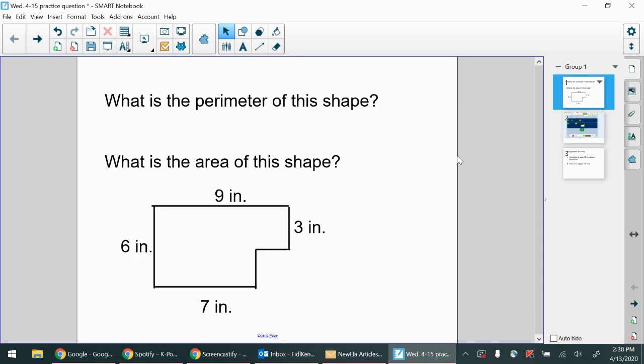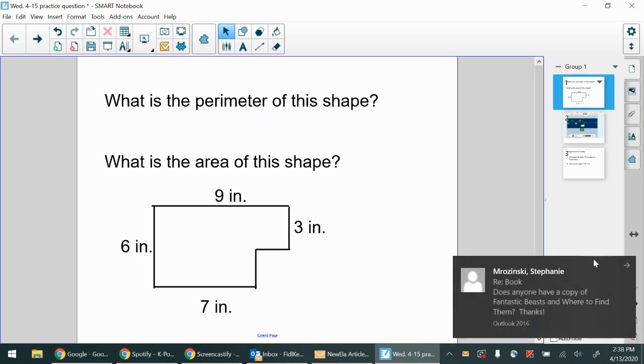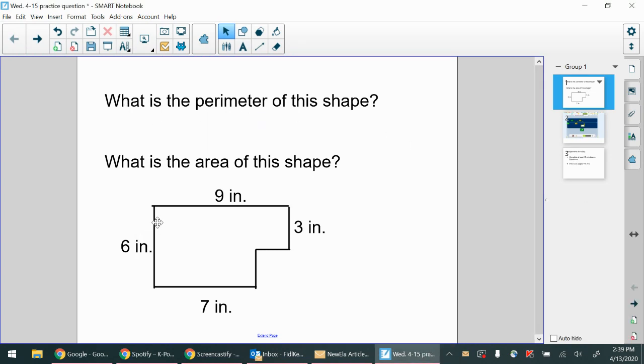All right, so first to find the perimeter of this shape, as you should know by now, the perimeter is the distance around a shape. Okay, now I'm looking at the shape and I'm noticing it has actually 6 sides. So this is a hexagon because it has 6 sides.